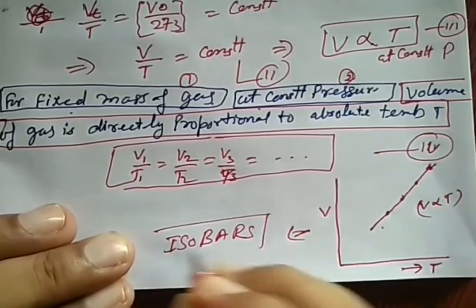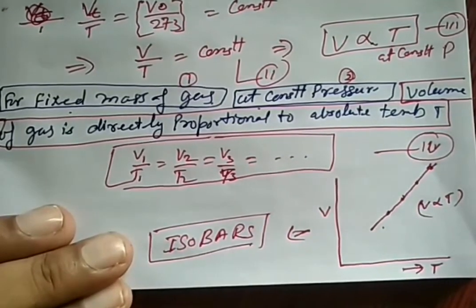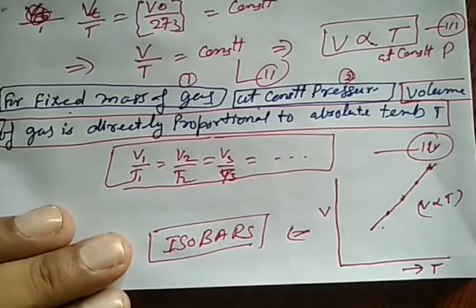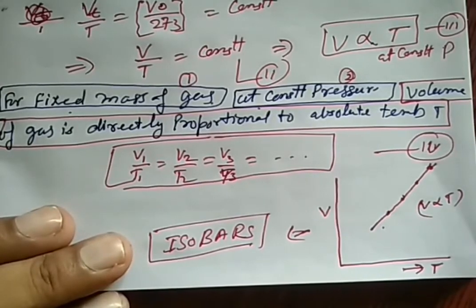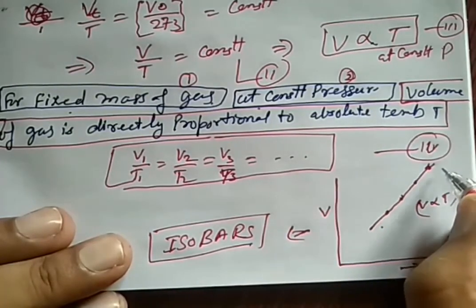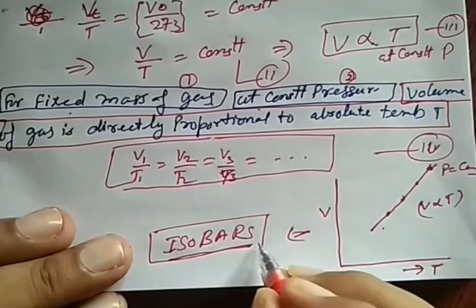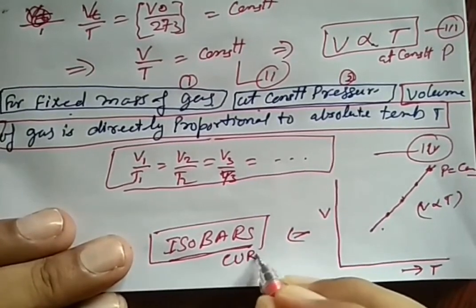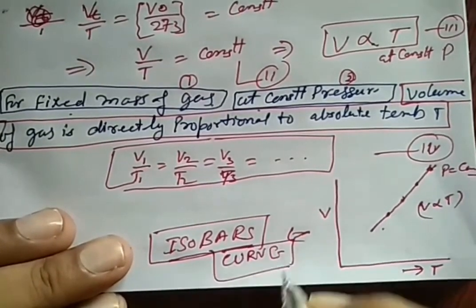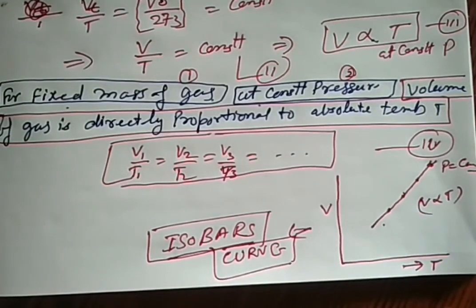In Boyle's law, the curve between volume and pressure was called isothermal because that was at a constant temperature. But here pressure is constant, so it is called an isobar curve. Right? So this is about the total Charles law.